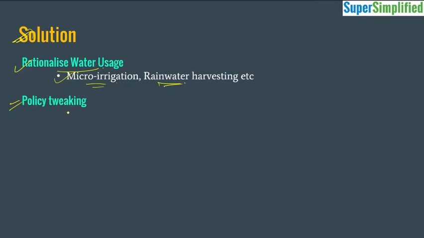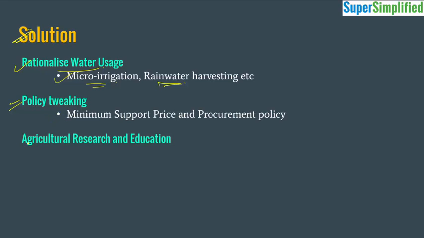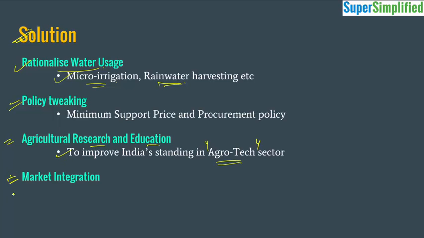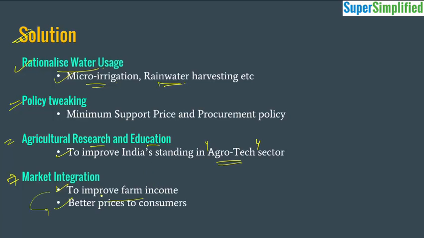And then policy tweaking is required because the faulty MSP regime and the procurement policy is hurting the agriculture sector. Then agriculture research and education is to be promoted, right, to improve India's standing in the agrotech sectors. Then market integration is required because we have to fight the fragmentation which is happening in the market, and it is actually hurting both the consumer and the farmer, right? So to improve the farm income, so that the farmer will have more income, and he will then invest in productive technologies and better seeds, so that the productivity will come up. Then better prices to consumer can also be ensured.